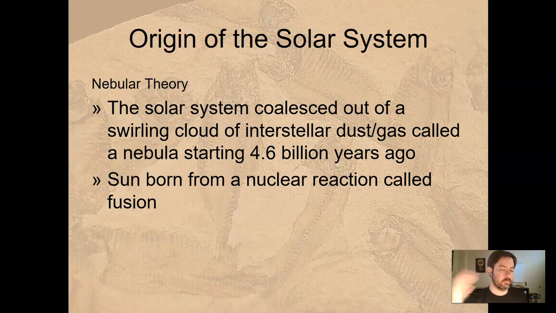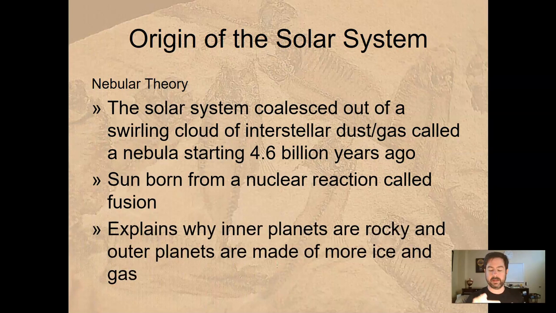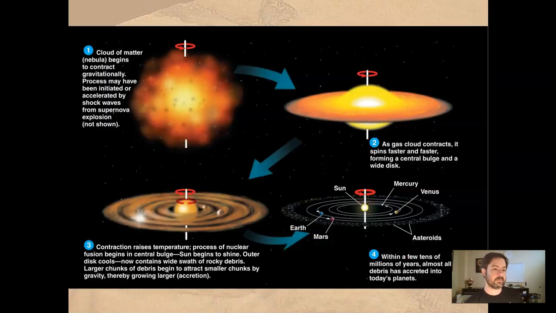More on this in a minute, but it's also the explanation for why the inner planets of our solar system, the nebular theory that is, are all rocky planets, while the outer planets of our solar system are more ice and gases. So here's a little visual on the nebular theory.